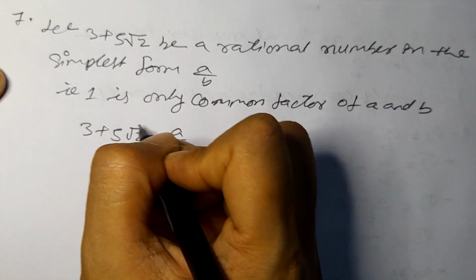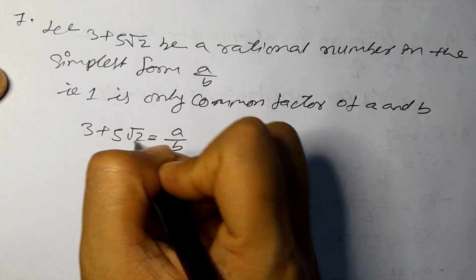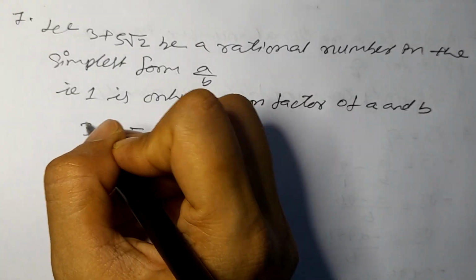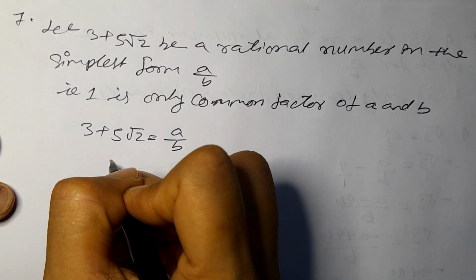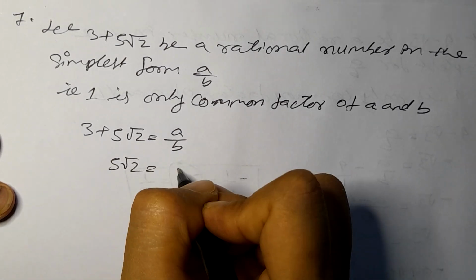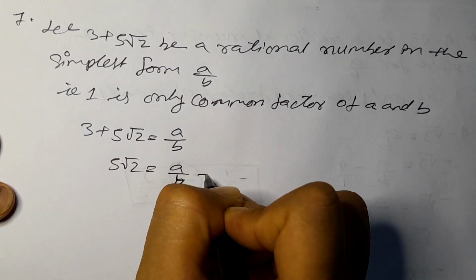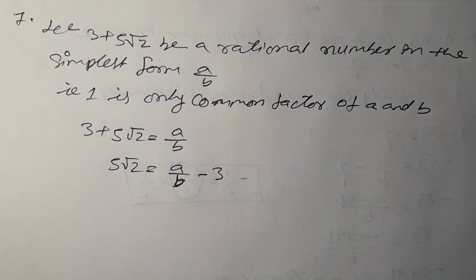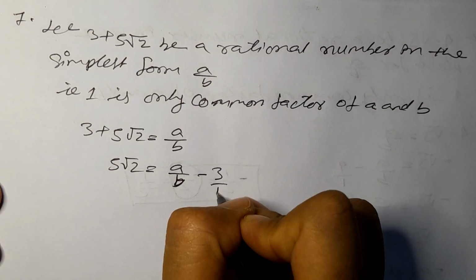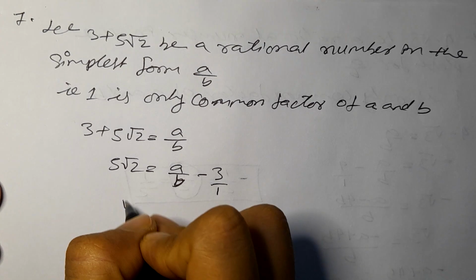Our main target is to keep only root 2 on this side and take the rest to that side. First let's take the 3 to that side, so it will be minus. So 5 root 2 is equal to a by b minus 3. Since it is a 3, make it in the form of rational by dividing it by 1, so 3 divided by 1.